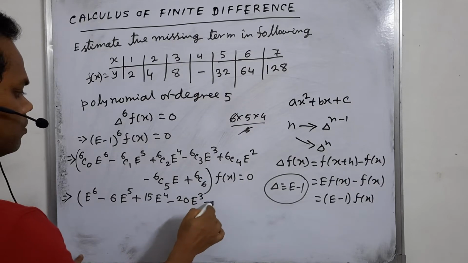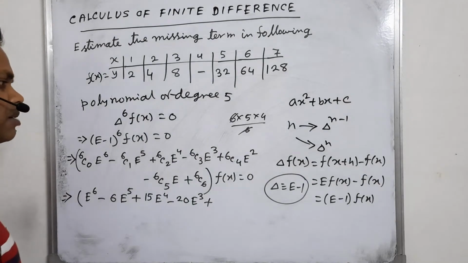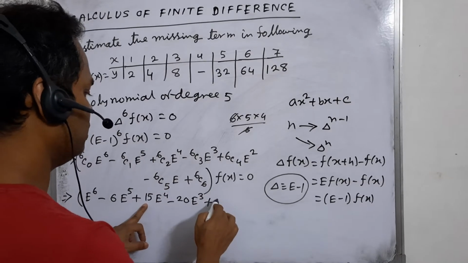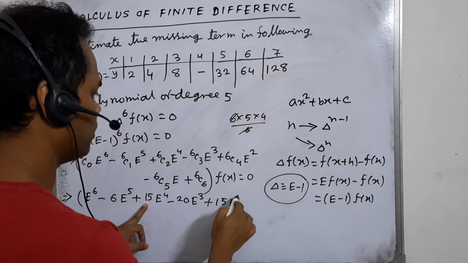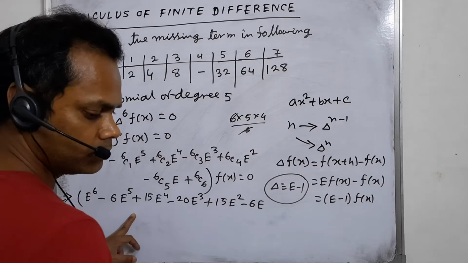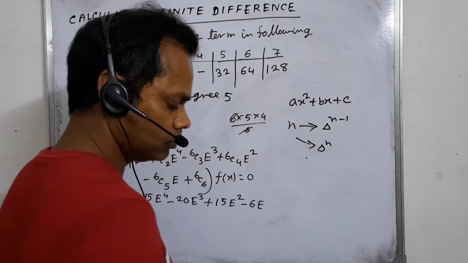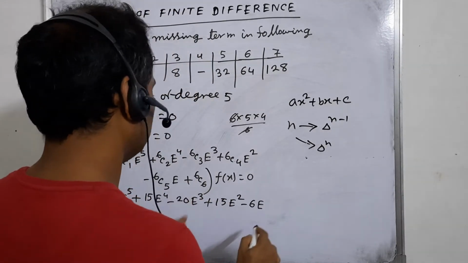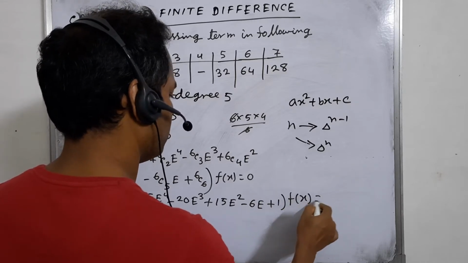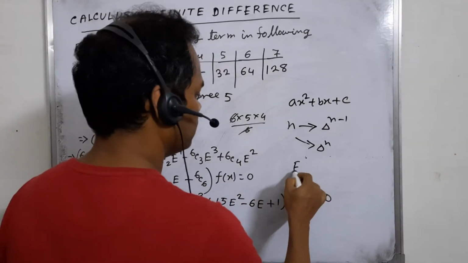E cube plus 6C4 equals 6C2 by the formula nCr equals nC(n minus r). So 6C4 equals 6C2, and the value of 6C2 is 15, so there is 15 E square, and 6C5 is 6, minus 6E, and 6C6 is 1, into fx is equal to 0.